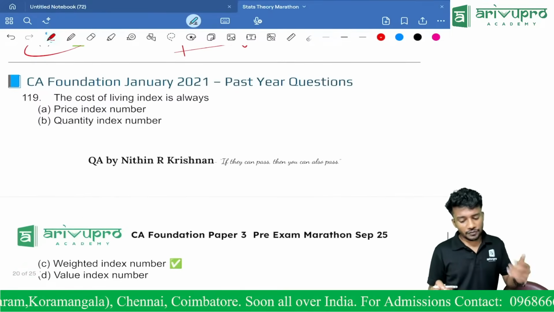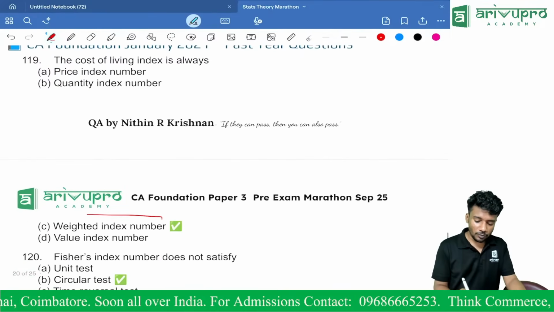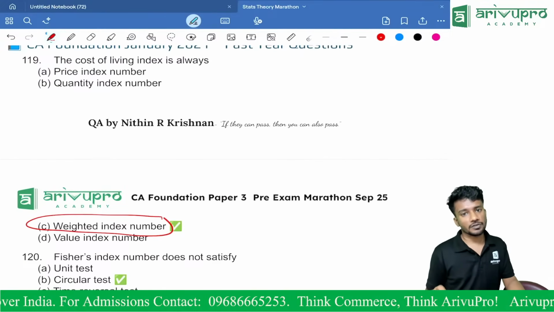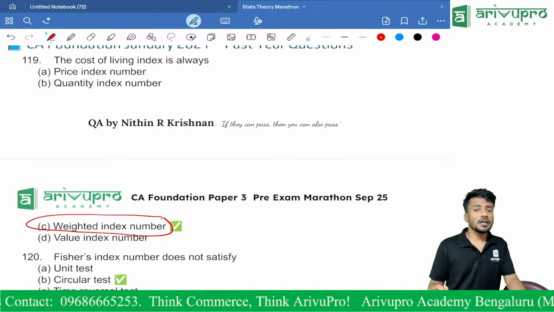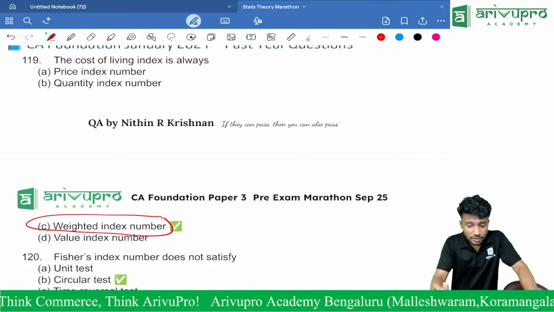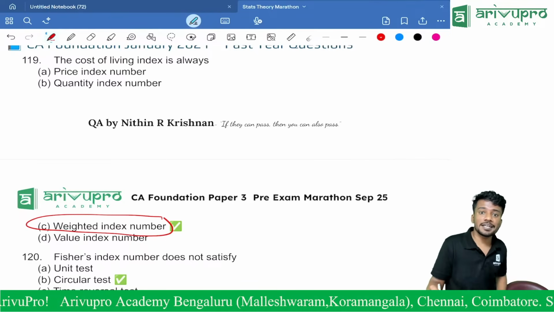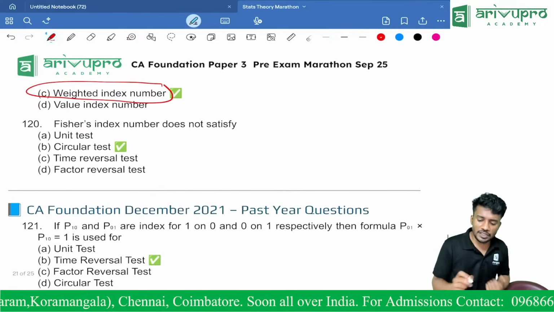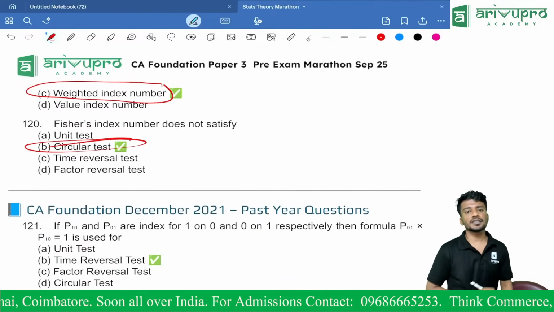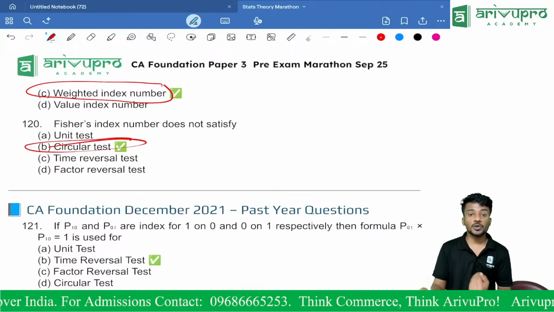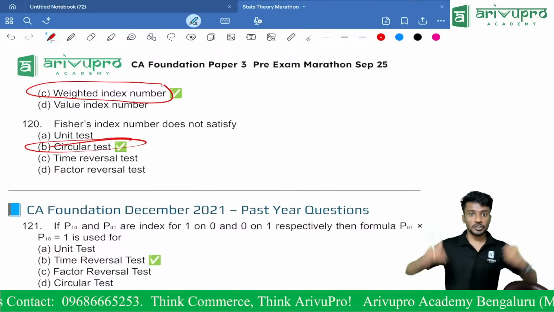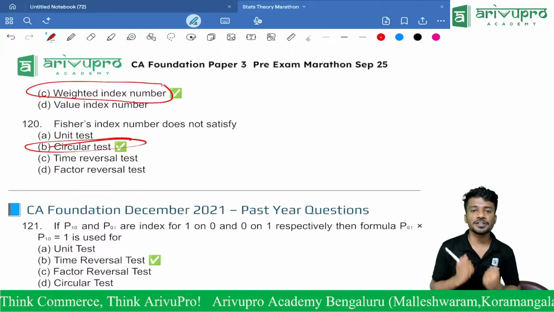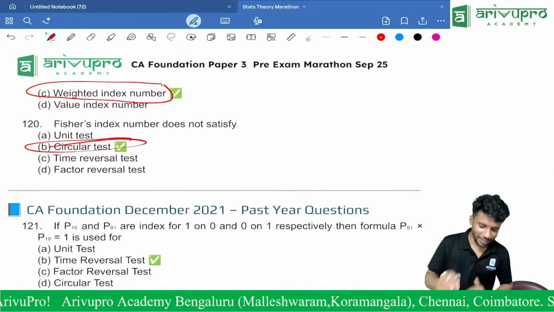The cost of living index is always based on what? The weighted index number. Cost of living is a weighted index number. For the consumer price index or cost of living index, the formula is sigma IW by sigma W. That formula you can use. Fisher index number does not satisfy the circular test. Fisher is called what? The ideal index number. Such an ideal index number does not satisfy which test? Circular test. Okay, remember that.